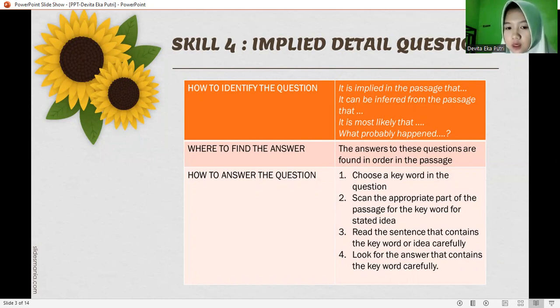How to answer the question? Number 1, choose a keyword in the question. Number 2, scan the appropriate part of the passage for the keyword or stated idea. Number 3, read the sentence that contains the keyword or idea carefully. Number 4, look for the answer that contains the keyword carefully. Next slide.